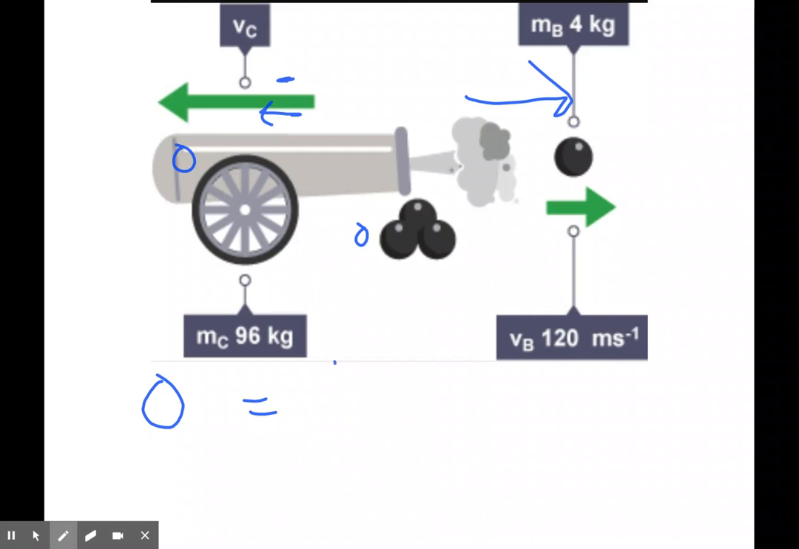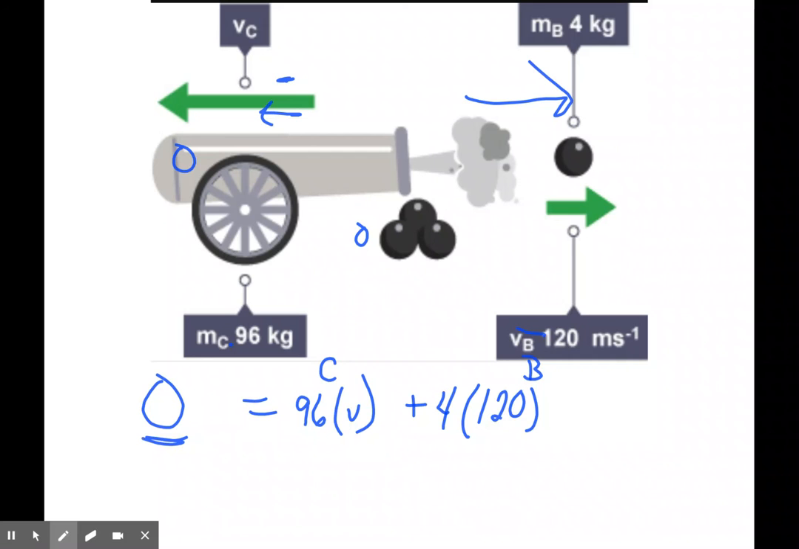So on this side, we'll do cannon and ball. So the mass of the cannon is 96. We don't know the velocity of the cannon. Plus the mass of the ball is 4, and the velocity of the ball is 120. And all of that's going to have to equal 0 because those objects were not moving to begin with.